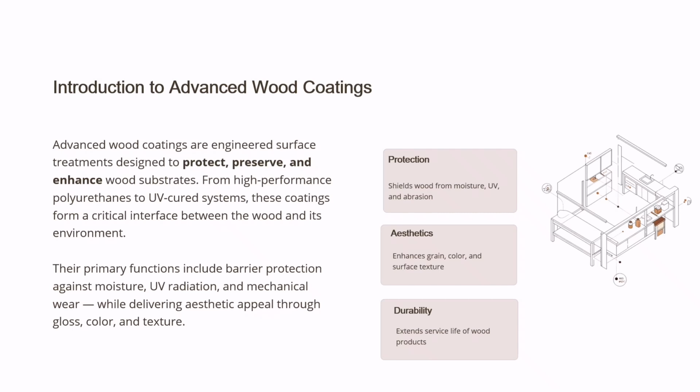This slide gives an introduction to advanced wood coatings. Advanced wood coatings are specially designed surface treatments used to protect, preserve, and improve the appearance of wood materials. These coatings act as a protective layer between the wood and the environment. Their main functions are protection, aesthetics, and durability. They protect wood from moisture, UV rays, and structures. They also enhance the natural grain, color and texture of the wood, making it more attractive. In addition, coatings increase the surface life and strength of wooden products. Different types of coatings such as polyurethane and UV cured coatings are commonly used for high performance and long-lasting finishes.